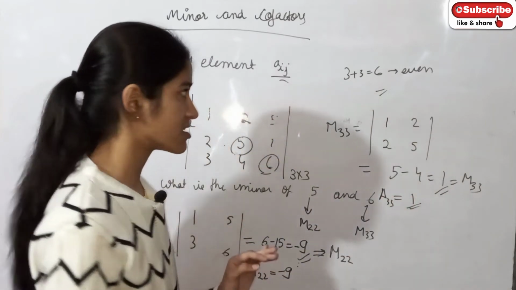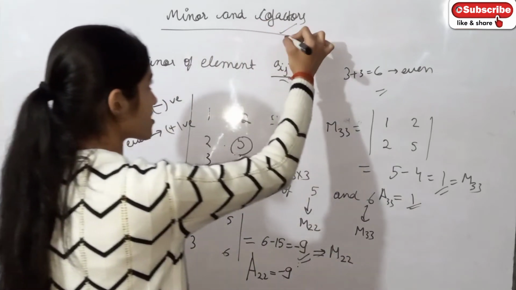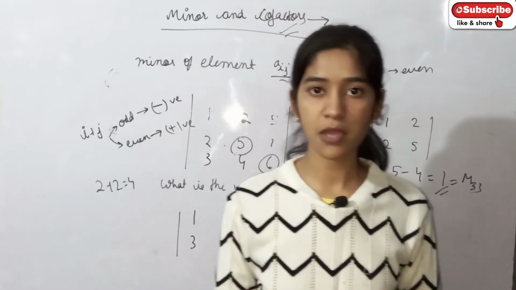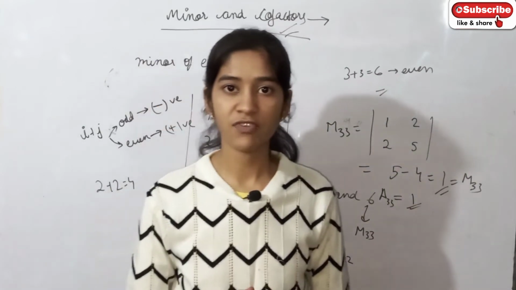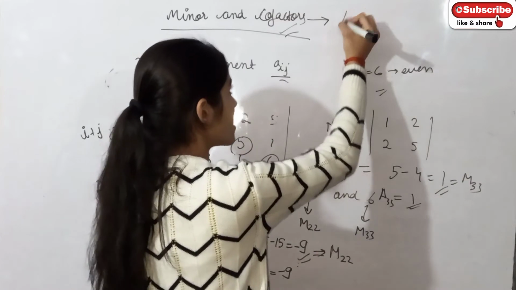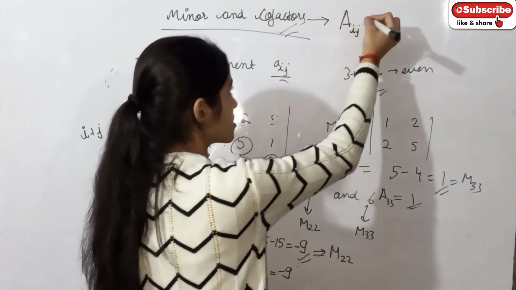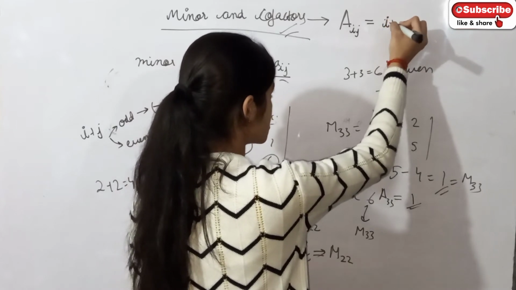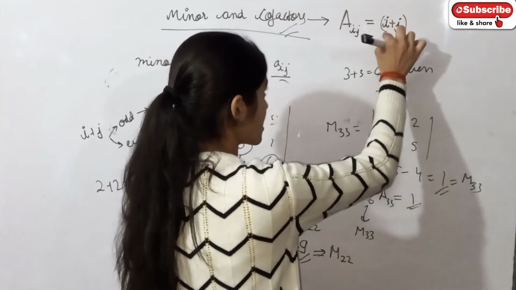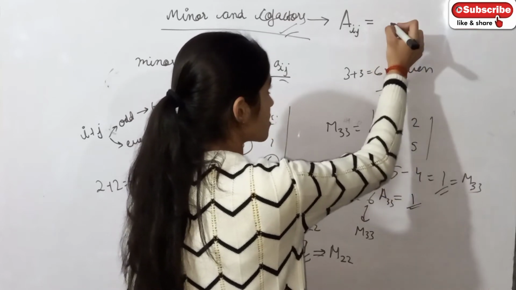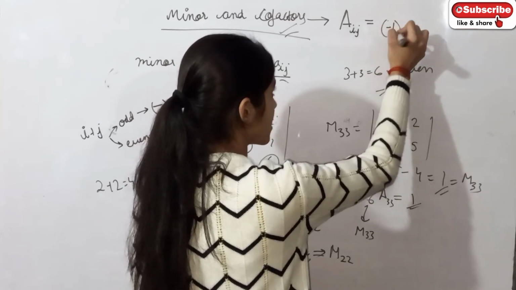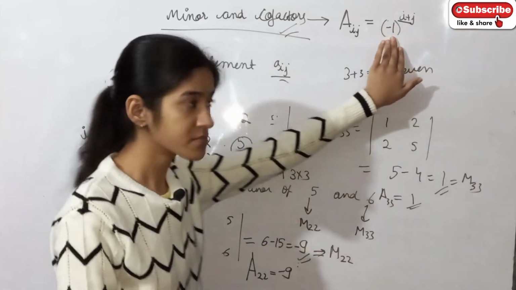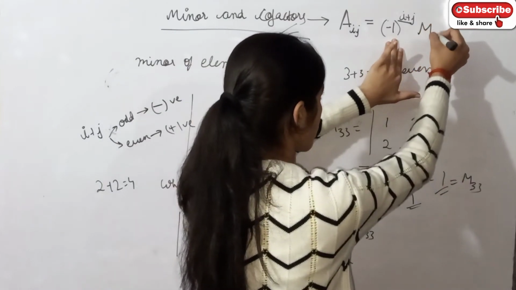So what is a cofactor? The cofactor is nothing but multiplying its minor with its position sign, and it is denoted by capital Aij. We obtain it by multiplying by (-1) to the power i plus j. If i plus j is odd, it is negative. If it is even, then it becomes positive, multiplied with the minor Mij.